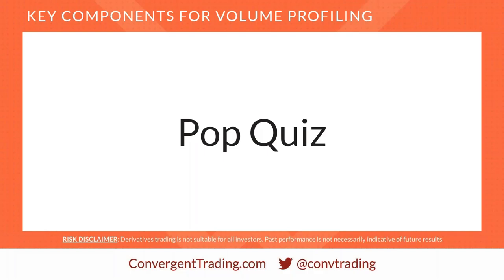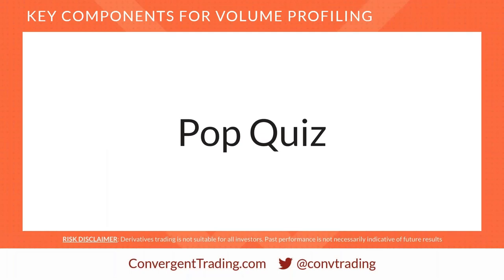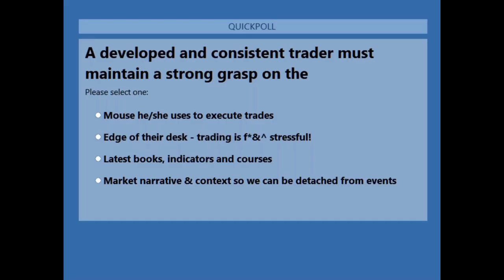Done. And here's what you said. Survey says, 92% of you said both. It can be taken as a breakout or a pullback test, which is correct. We just covered this. And then the last question, last pop quiz question.